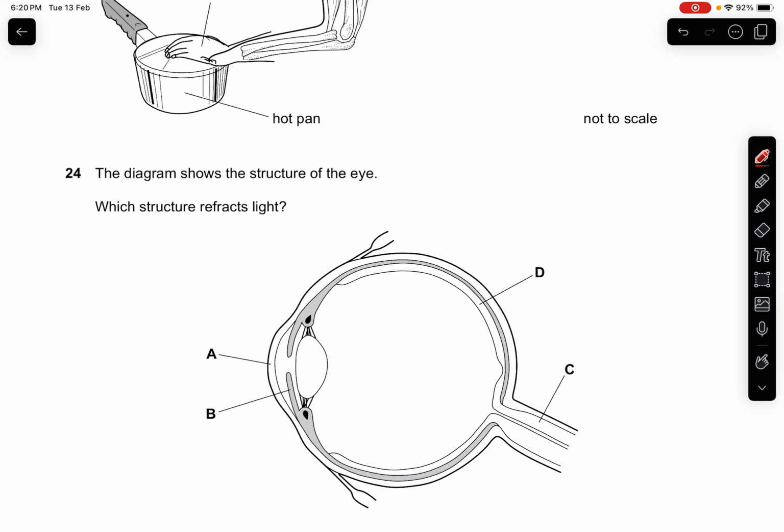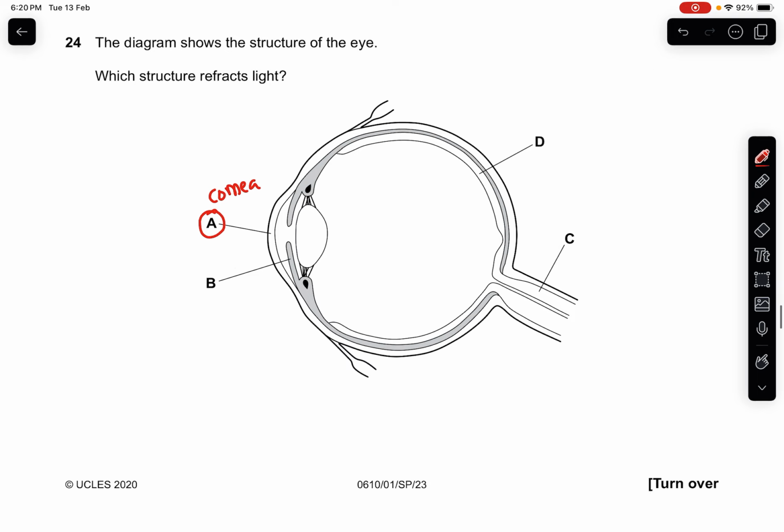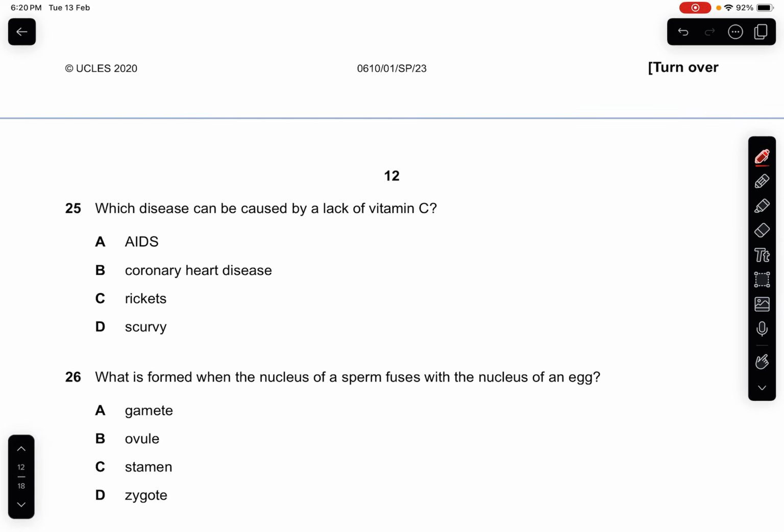Question 24. The diagram shows the structure of the eye. Which structure refracts light? So refracts light is typically at the retina, which is at this. I think this is the cornea. I'm so sorry, this is the cornea. Question 25. Which disease can be caused by a lack of vitamin C? Lack of vitamin C is typical for scurvy.